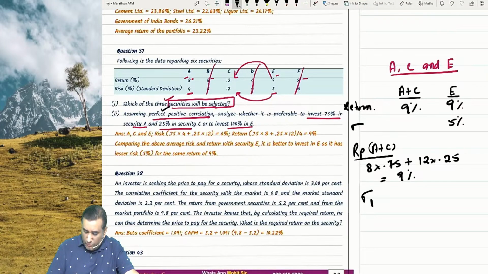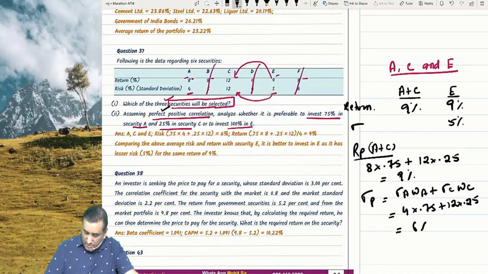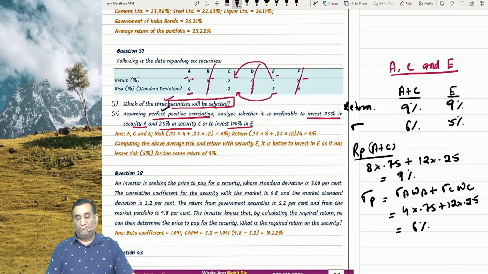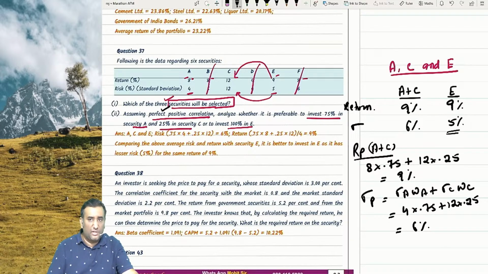The standard deviation of a portfolio which has A plus C is the weighted average: standard deviation of A times weight of A, plus standard deviation of C times weight of C. We have 4 into 0.75 plus 12 into 0.25. Now we can take a call which one is better off. Since return is the same, E is better off. This question is one of the most commonly repeated questions. The only thing I'm saying is don't directly calculate this. Please cut out the securities which have a common link, and then you can get the second part.